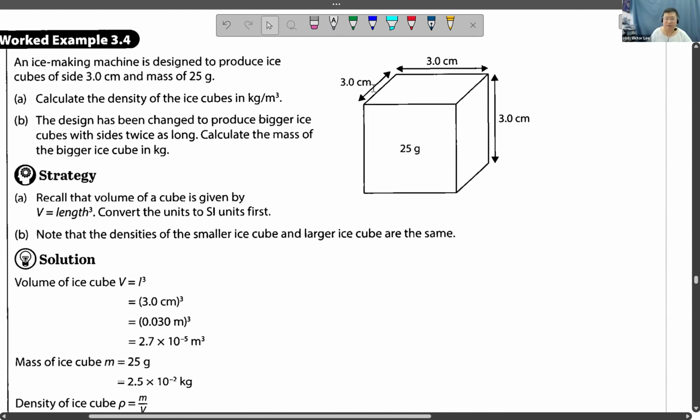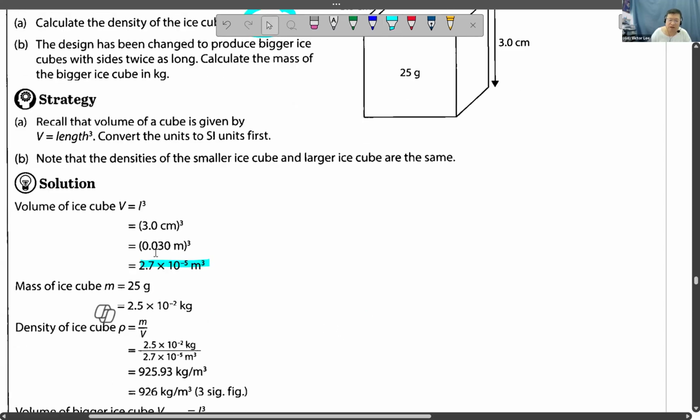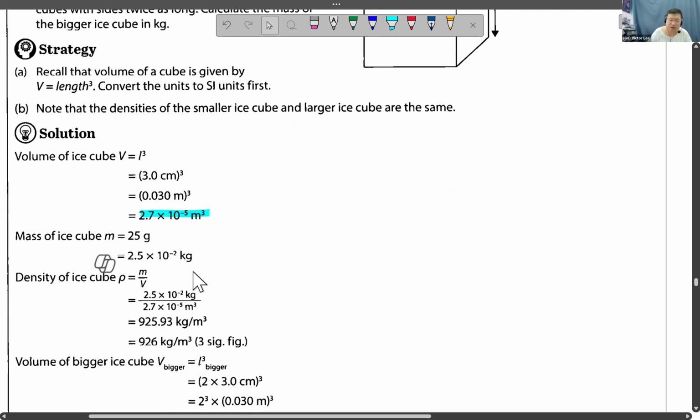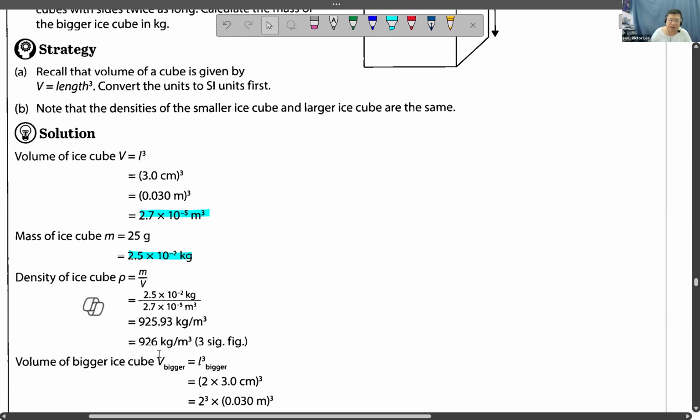So basically the volume will be length times breadth times height. Find the volume first. But down here you realize that all are in cm. I want to calculate in this unit, look at this, cubic meter. So I divide by 100, divide by 100, divide by 100, then I multiply. This is cubic meter. Then I convert my 25 gram into kg: 2.5 times 10 to the power minus 2 kg. So if you take the mass over volume, I will get my density in kilogram per meter cube.